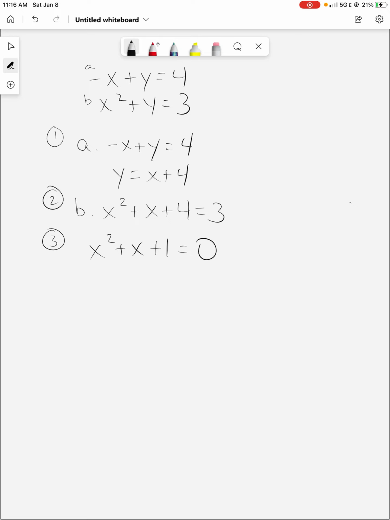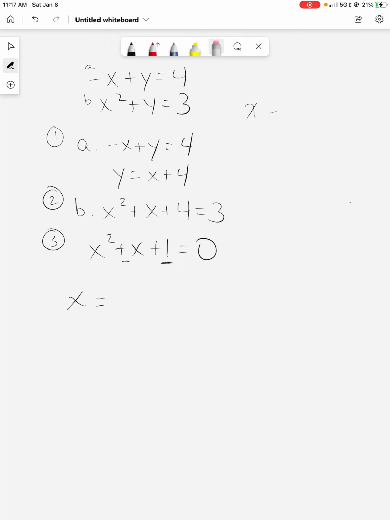Now, if you try to factor this, what you will discover is that it will not factor. There are no numbers that will multiply to give us 1 and add to give us 1, right? That's the question we're asking when we factor. So we actually have to use the quadratic formula. If you need a refresher on that, you can go back to the chapter where we solved quadratics. The quadratic formula, remember, is, I'll write it up here: x equals negative b plus or minus the square root of b squared minus 4ac, all over 2a, where a, b, and c are the coefficients.